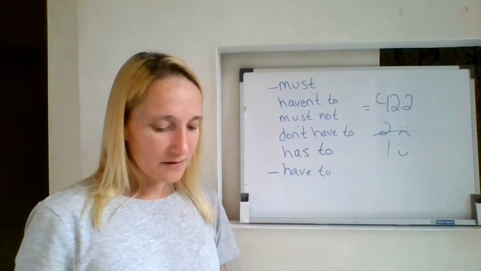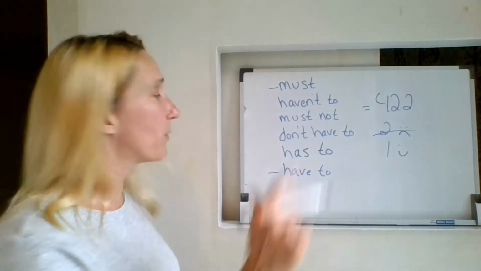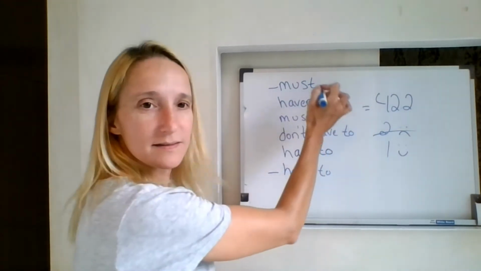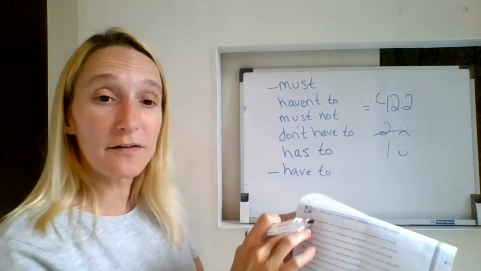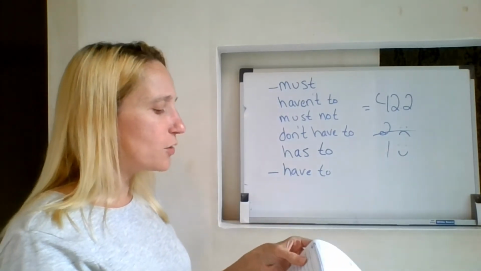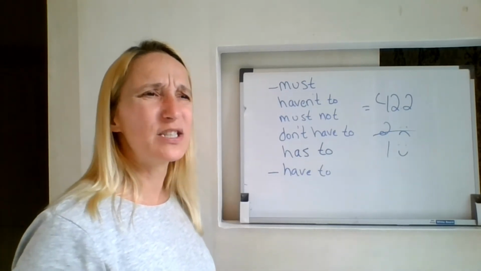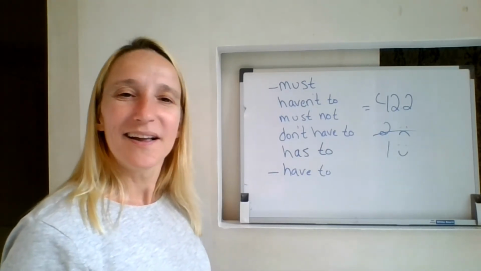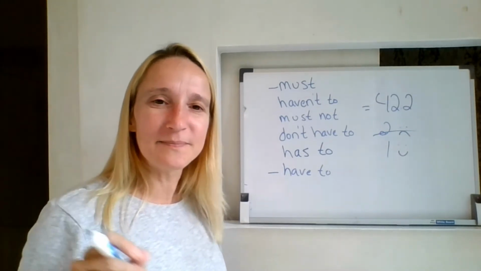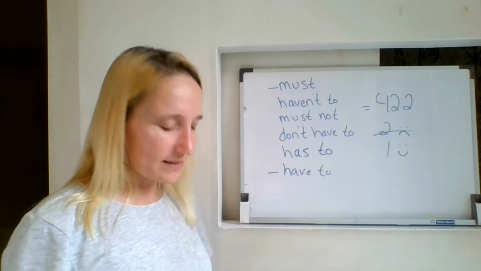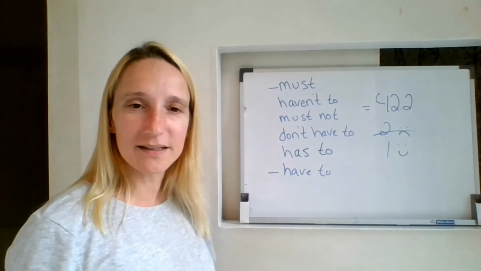No, that can't be right. So it can't be must. So we would cross off must from the list, which they've done for you. And then it's you haven't to go to work. You're ill and you need to stay home. Haven't to, have not to go to work. That's just not correct English, is it? It sounds a little funny, right? Okay, so it's not haven't to, but then you must not go to work.